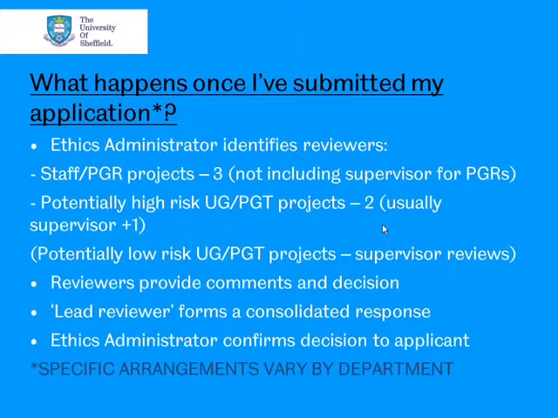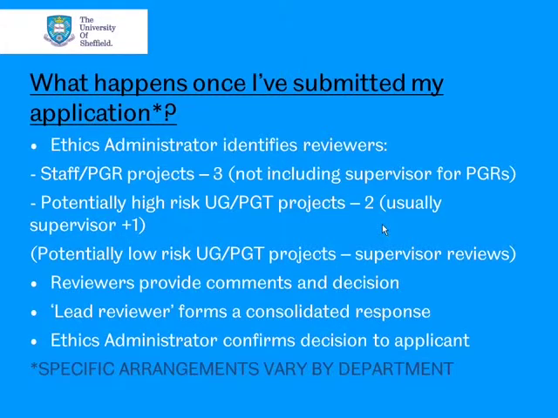So just to clarify what happens when you do submit your application, which just clarifies the point you just made: the ethics administrator, when they receive the application, identifies the appropriate number of reviewers, so they'll select from a pool of people within the department who have signed up and been trained to be ethics reviewers. Staff and postgraduate research projects will be reviewed by 3 people, and they should all be independent people, so the supervisor shouldn't be involved when it's a staff or PGR project. High risk undergraduate or PGT projects should have 2 people reviewing, and if it's a low risk undergraduate or PGT project, it can be just 1, so the supervisor generally.